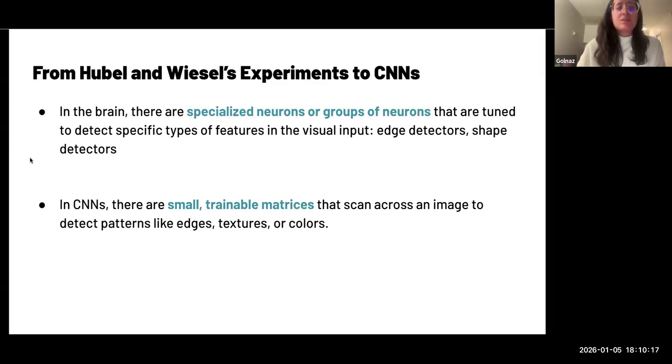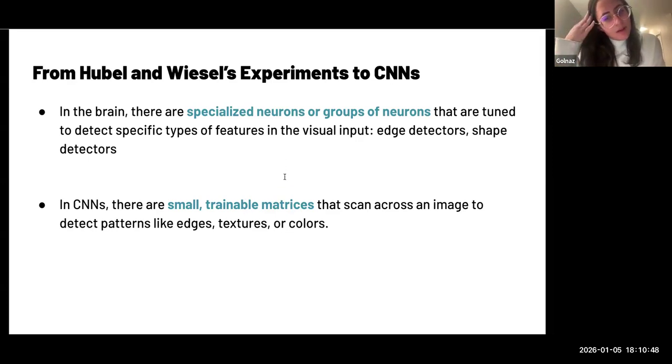So in CNNs, or convolutional neural networks, which are neural networks designed for processing images, we have the same idea. There are small trainable computational matrices that can scan across an image, and they can detect patterns like edges, textures, colors, stuff like that.